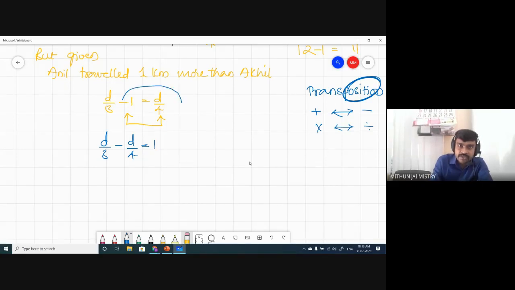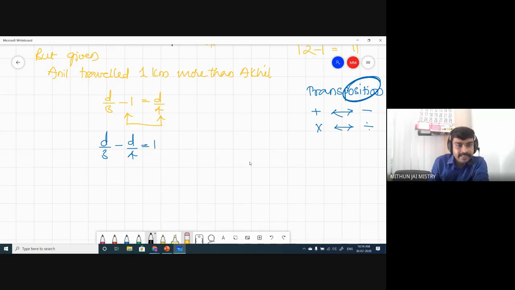Now you see, -1 is transposed to the other side. We are bringing it to the other side and it is becoming +1. Where is the plus, sir? If no symbol is there, then it means plus only. Similarly, this d/4 is plus, because if nothing is there, it will be plus. So this plus d/4 is going to the other side, and you see it became minus d/4. So that is what I call transposition. Rishika, is it clear? Okay, thank you.